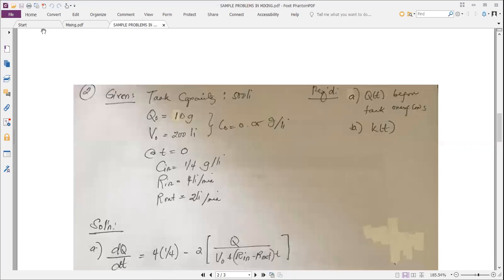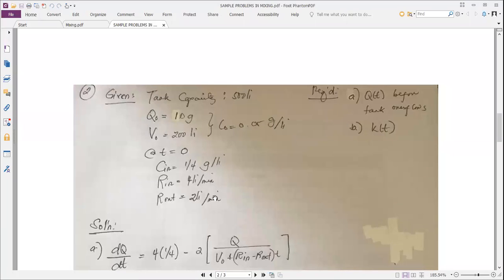So we write it down. Your Q sub 0 is 10 grams and the volume is 200 liters. If you have 10 grams of salt dissolved in 200 liters of water, then your mass concentration is 0.05, 10 divided by 200. Now, at time equal to 0, the start of the mixing process, this is the initial concentration of the solution that enters at this rate, and this is the rate at which it's leaving the tank.